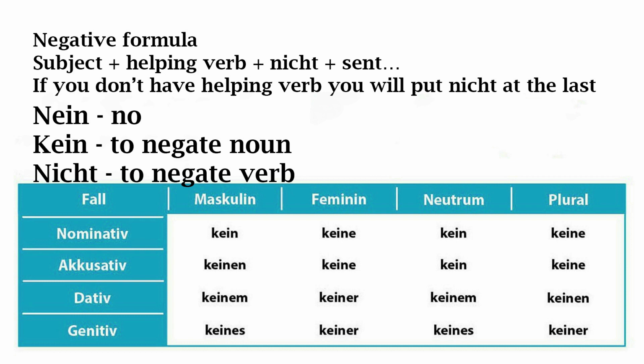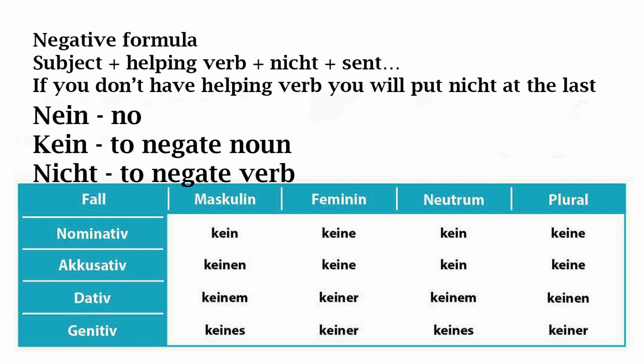So if you have the ing form, you will not translate ing and you will not translate is, am, are, has been, have been. Like I work, I am working, I have been working. I work means ich arbeite, I am working is the same, ich arbeite. I have been working is the same, ich arbeite. All are the same. That's why sometimes the helping verb doesn't exist.